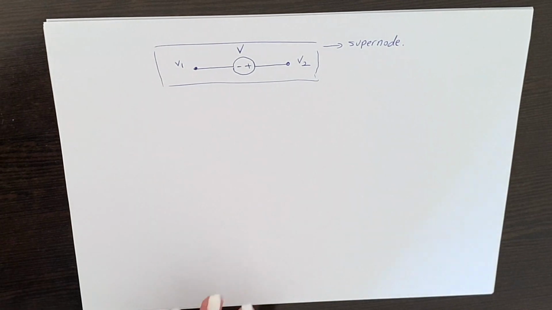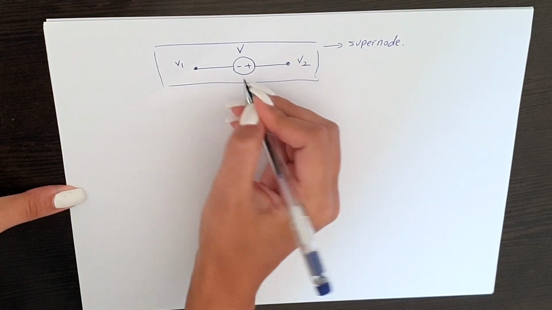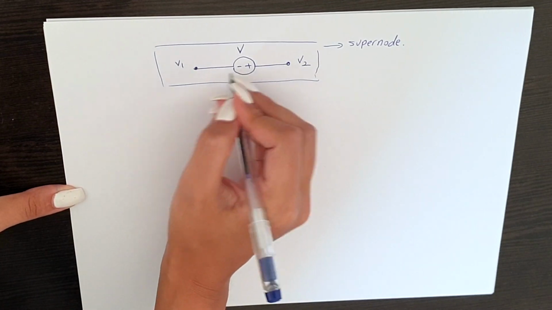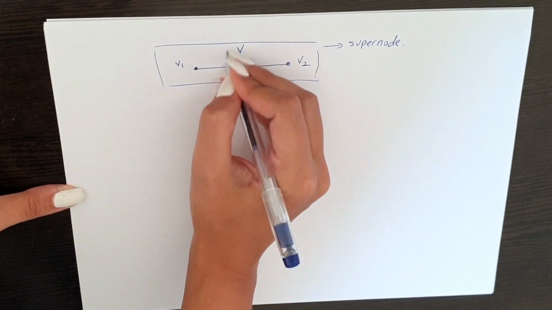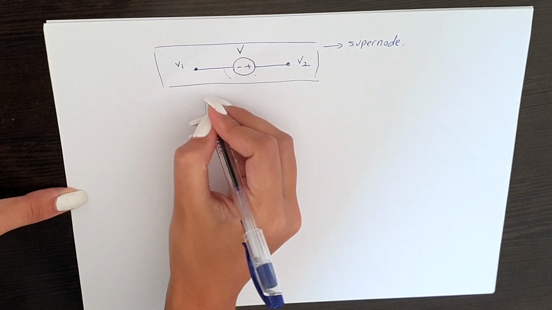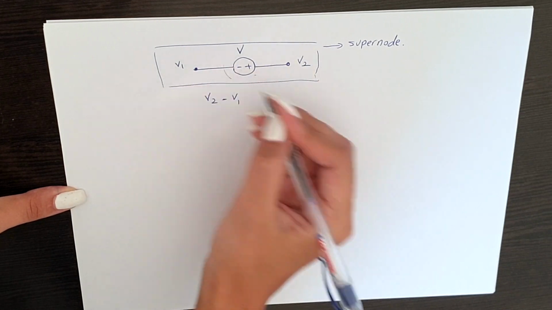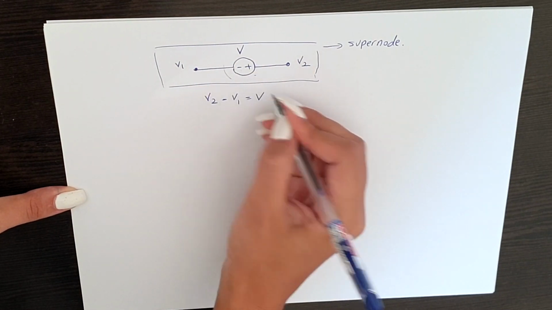What do we get out of this voltage source? We say that voltage on the positive side minus voltage on the negative side is equal to the voltage in our source, which means V2 minus V1, positive side, negative side, is equal to V.